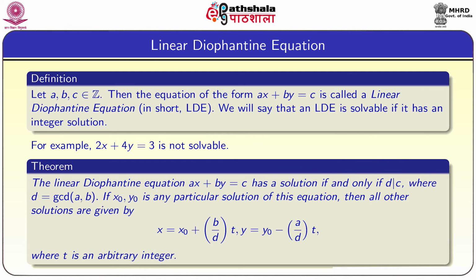Here D is the GCD of A comma B. If x naught and y naught are any particular solution of this equation, then we can find all the solutions by taking x equal to x naught plus b by d into t and y equal to y naught minus a by d into t, where t is an arbitrary integer.